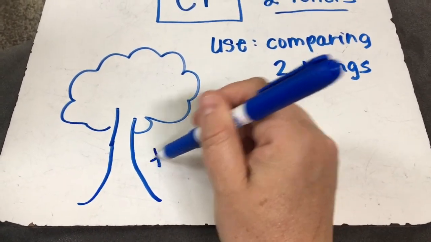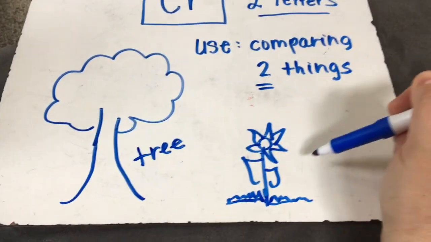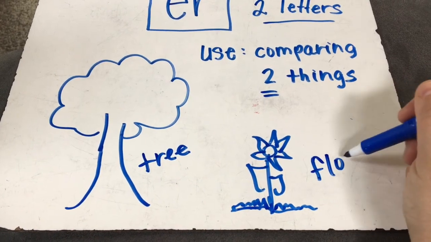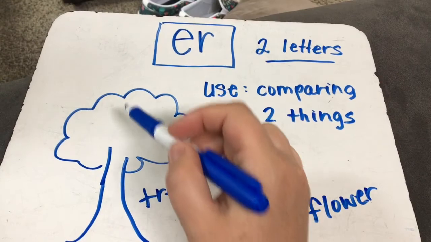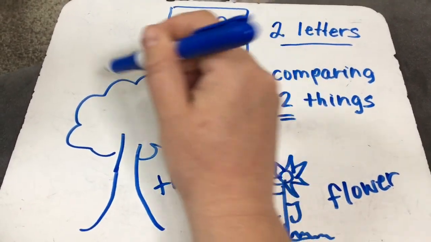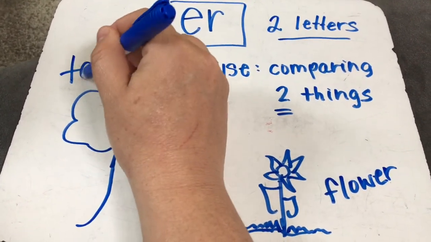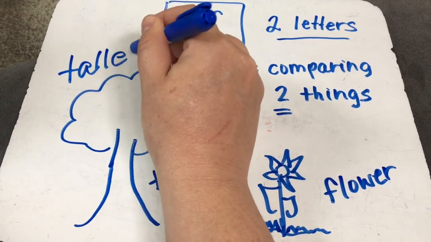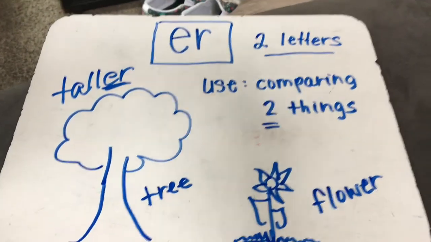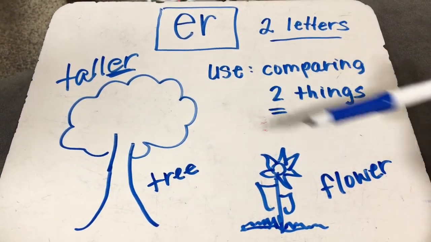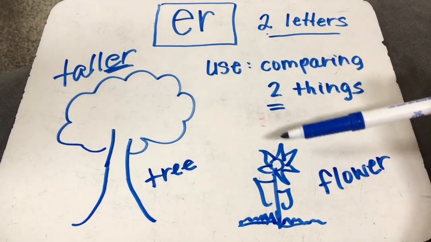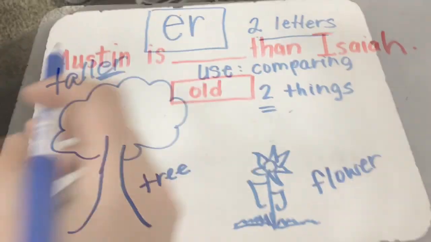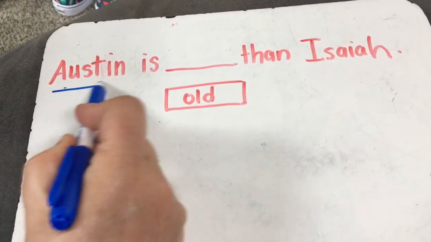So we're going to compare the tree, my lovely drawings here, and my flower. So if we're talking about the word tall again, the tree is taller than the flower. So we have two items. We're going to add that suffix ER to that word.